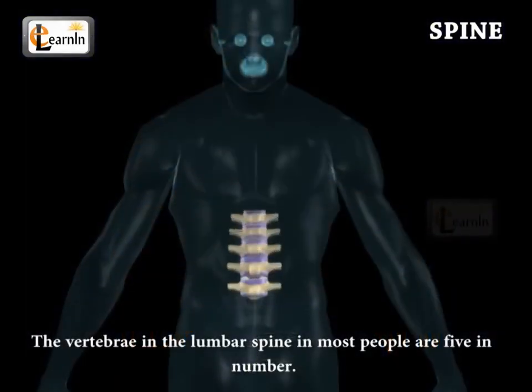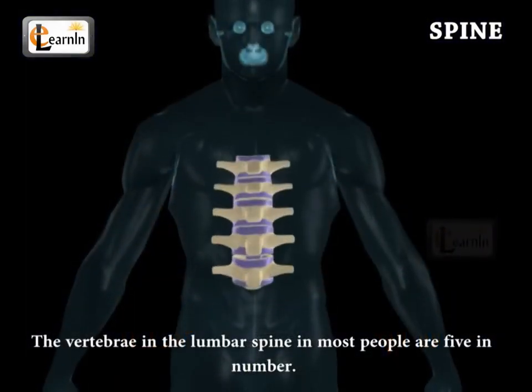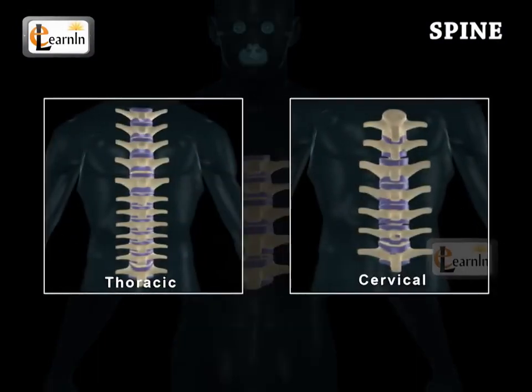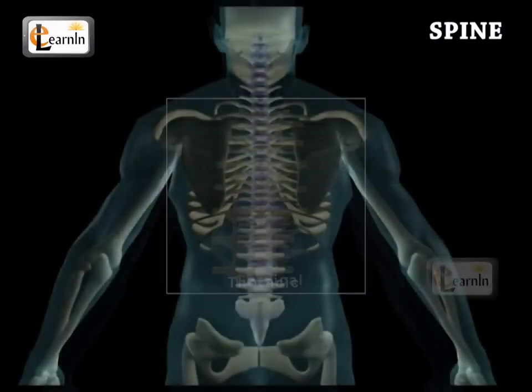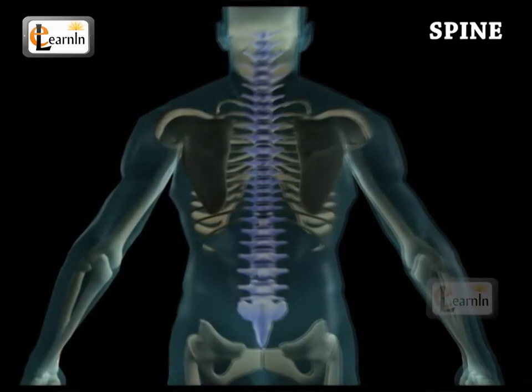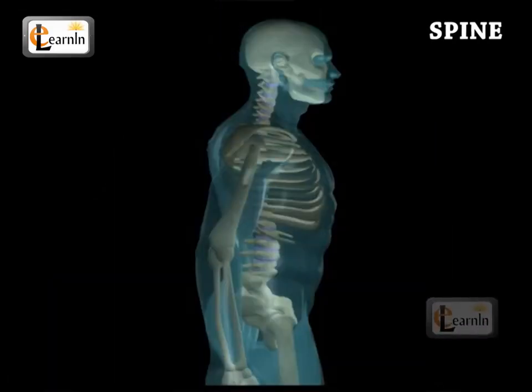The vertebrae in the lumbar spine in most people are 5 in number. They are larger than those of the thoracic or cervical spine. They carry most of the body's weight and support flexibility and extension.